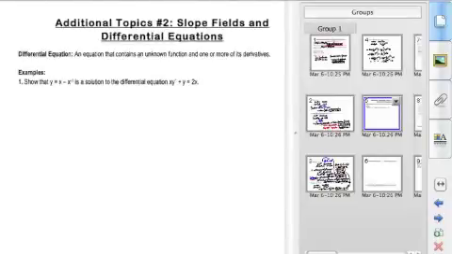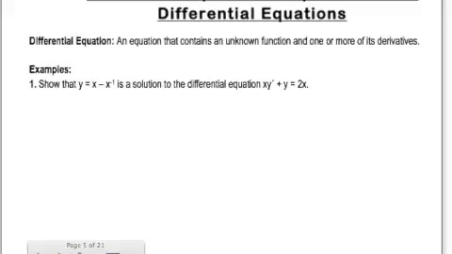Additional topic number 2 is slope fields and differential equations. This is one that is always on the AP test, especially free response problems. This is always one of the free response problems, so this is very, very important. A differential equation is an equation that contains an unknown function and one or more of its derivatives. We've talked about differential equations before.